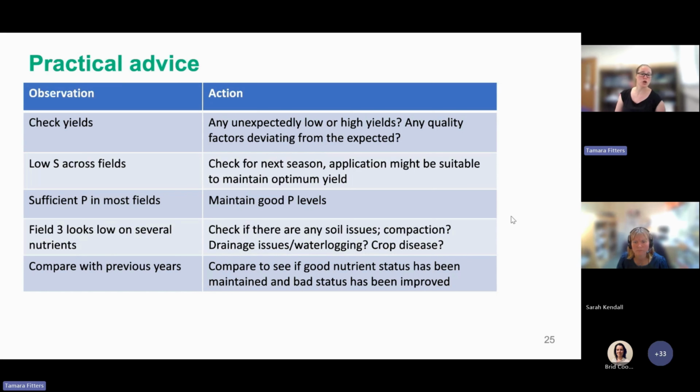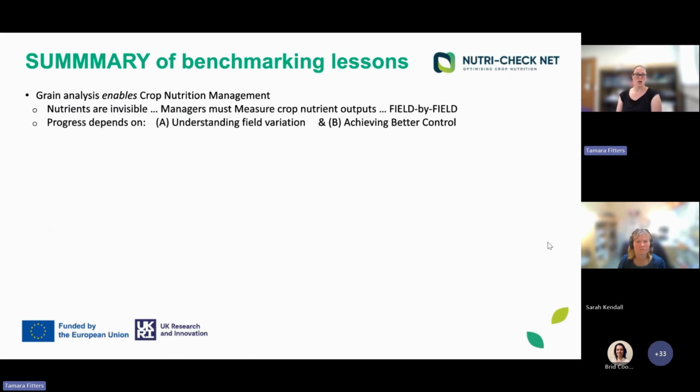Field number 3 looked low on several nutrients, so we want to check whether there's disease, drainage issues, rooting issues and things like that. And it's important to compare with previous years, because if a certain field has always been doing worse than the rest of your farm, then there could be something in that field, but that could also just be where that field is. If it's in an area that's prone to waterlogging, there's not too much you can do about it potentially, and you just need to accept that that field is not going to yield as high as you might want it to.